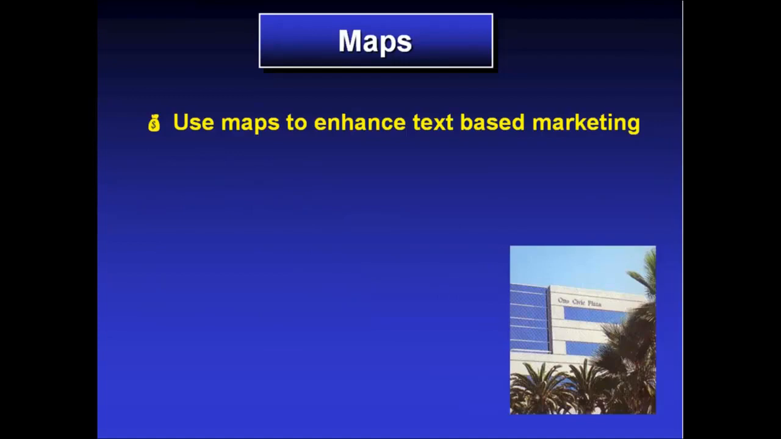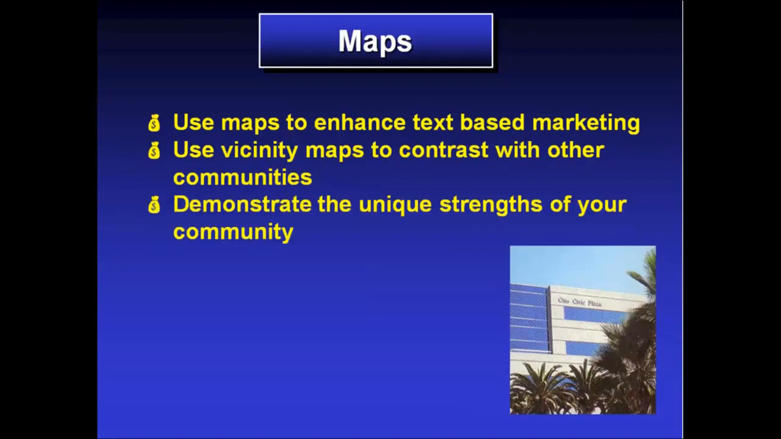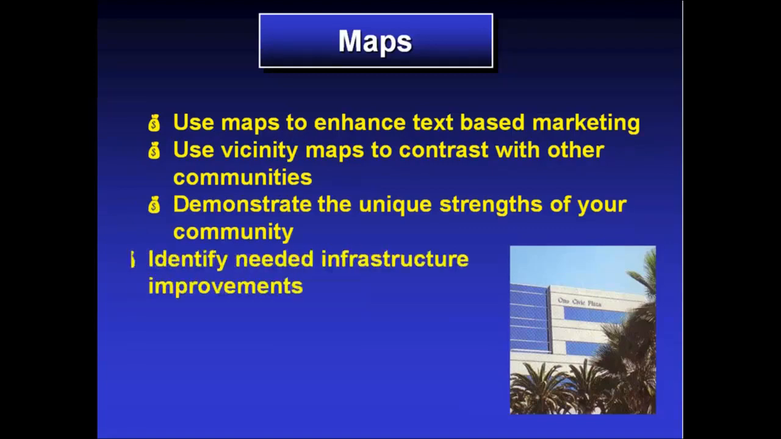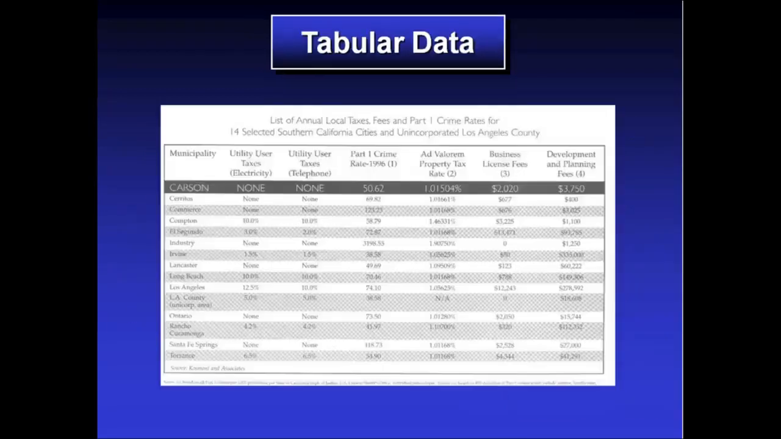We want to use maps because they work better than a text-based approach, and I'm going to show you an example in a second. We can contrast with other communities to say, here's what we have that they don't. We can demonstrate how our community has unique strengths. In our case, the location in relation to the ports, the airport, Los Angeles, and so on. Infrastructure, target areas, and there's an example of that tabular data. That's hard to read. It's hard to follow, hard to understand, and not just because I scanned it badly.